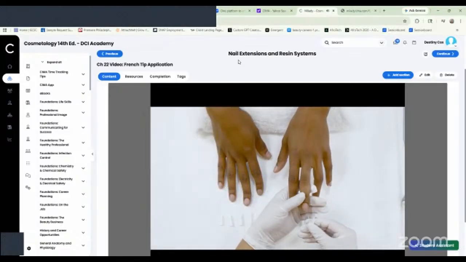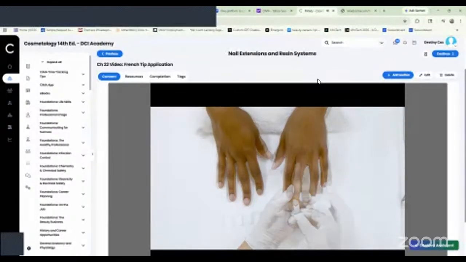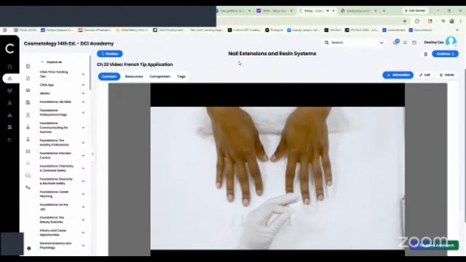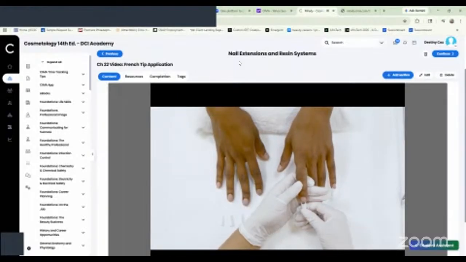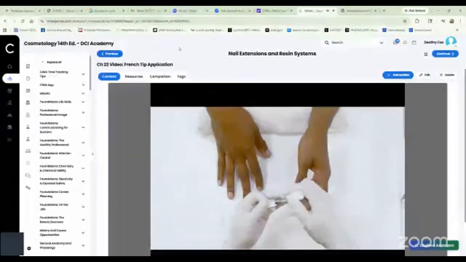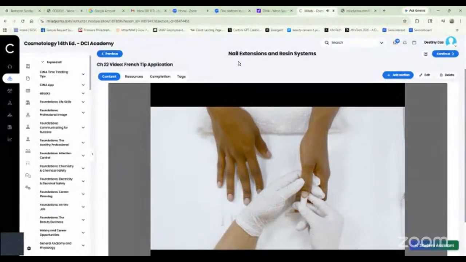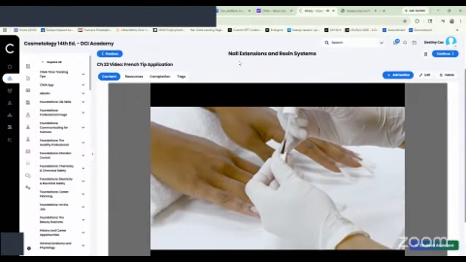Repeat the steps for all remaining nails. If a tip is applied crookedly, follow the steps for the tip removal service. Repeat on the right hand.